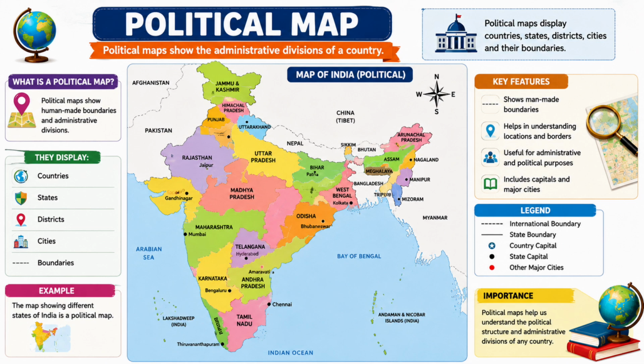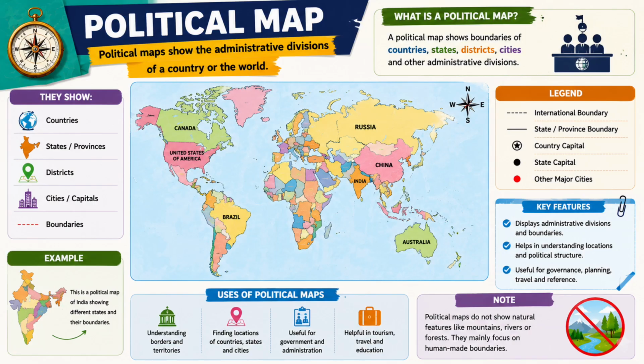Political maps show administrative divisions. These maps display countries, states, districts, cities, boundaries. For example, the map showing different states of India is a political map. These maps are useful for understanding borders and locations.